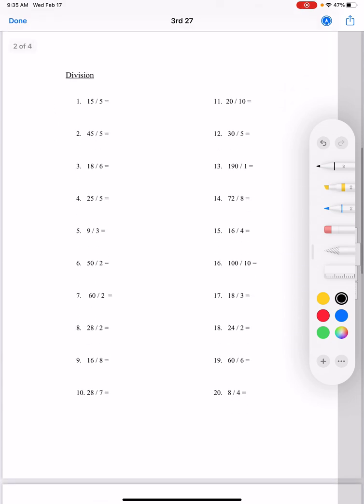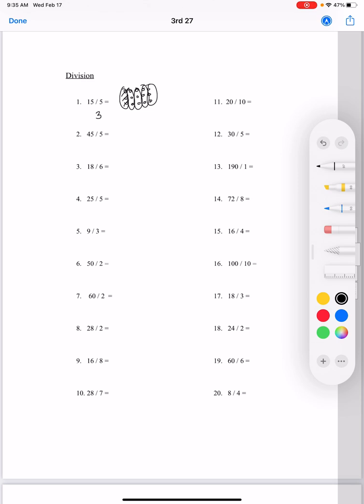Okay, so the second worksheet asks us to divide. Basically what we do is we start off with a number on the left, so 15. 1, 2, 3, 4, 5, 6, 7, 8, 9, 10, 11, 12, 13, 14, 15, and we divide it by 5, so 1, 2, 3, 4, 5, and we count how many are in one group, 1, 2, 3, and we get our answer, 3. You can also check by doing 5 times 3, and we get 15, which means our answer is correct.